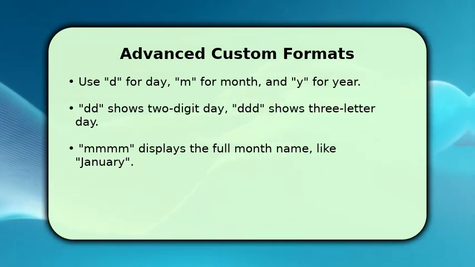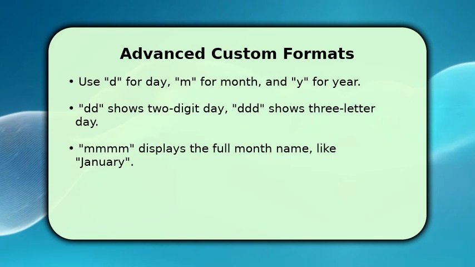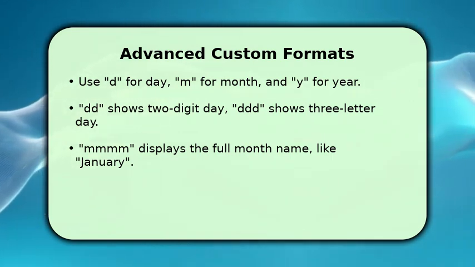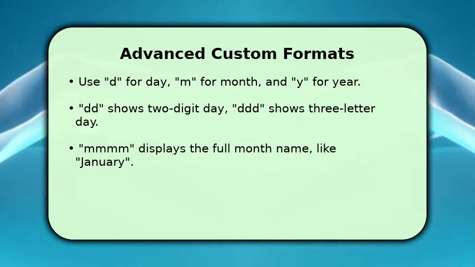Use D for a single-digit day, DD for a two-digit day, and DDD for a three-letter day abbreviation. Similarly, M is for month, MM for 2 digits, and MMMM for the full month name. Combining these codes, like DDMMM, allows you to create virtually any date display you need, offering immense flexibility.